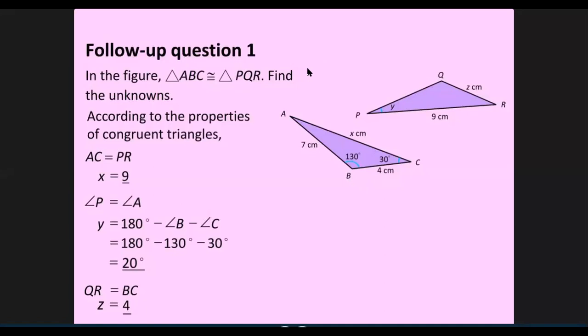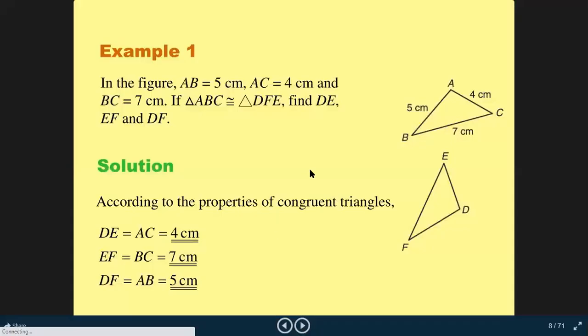Laura, what is the value of z? QR equals BC. So it is 4 centimeters. Very good. QR equals BC, so the answer will be equal to 4 centimeters. Thank you so much. Let's move to this part.